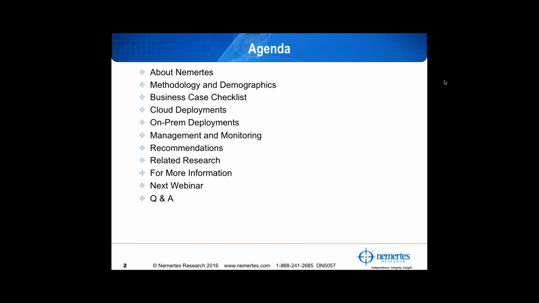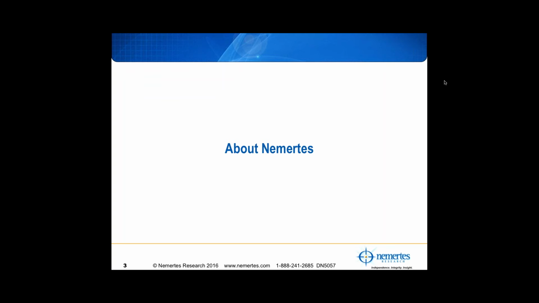So we're going to start with just looking at the agenda here. I'll talk a little bit about Nemertes. I'll go into some information about the methodology and the demographics of this research project. I'll spend some time talking about the business case and what kind of checklists you can use as you're building your own business case at your organization. And then we'll look at some of the different deployment types and what the cost figures are associated with those, cloud as well as on-prem. And we'll look at some of the management and monitoring, not so much the tools, but the costs associated with those who are using the tools. And I'll wrap up with some recommendations and some more information from us on our next webinar.